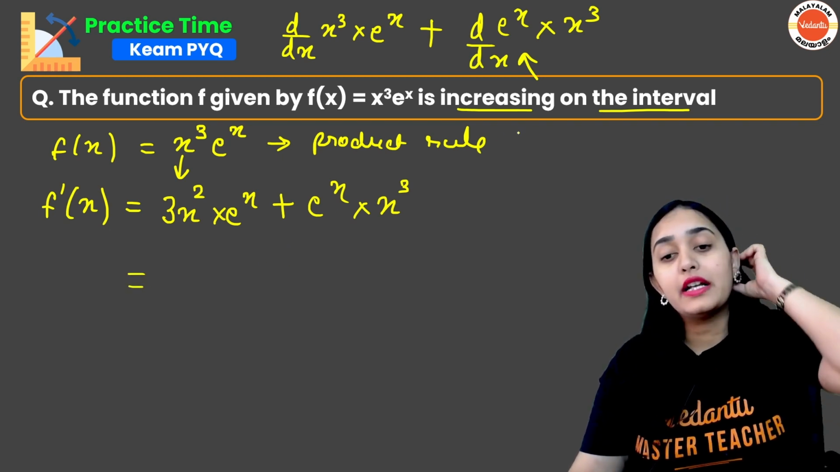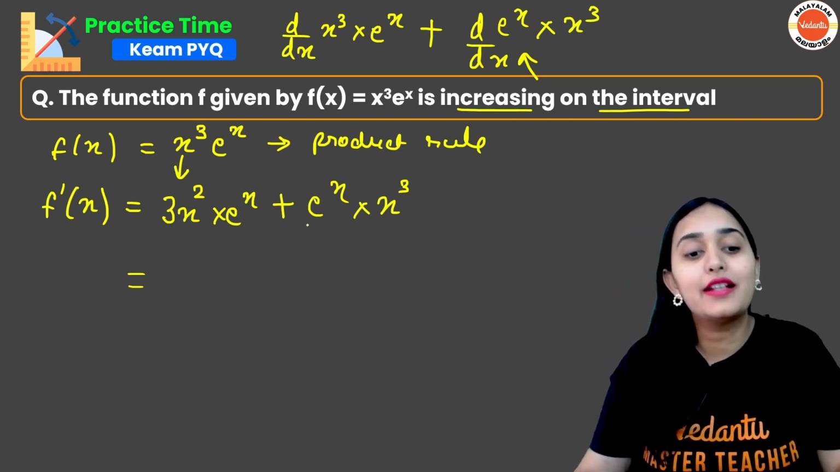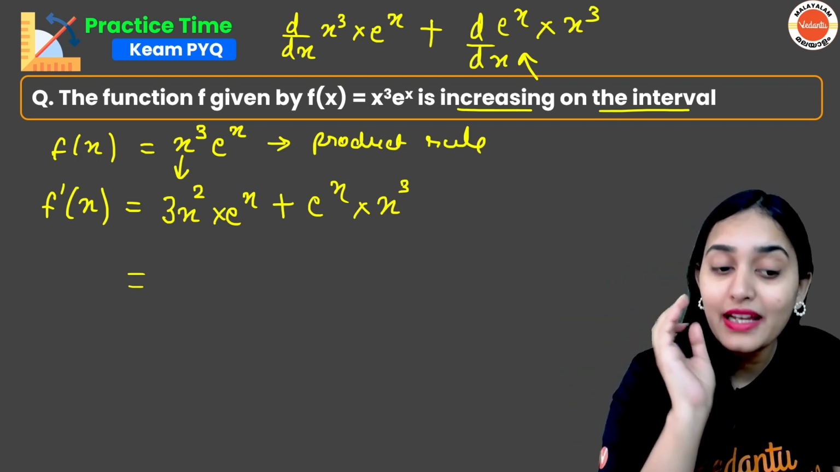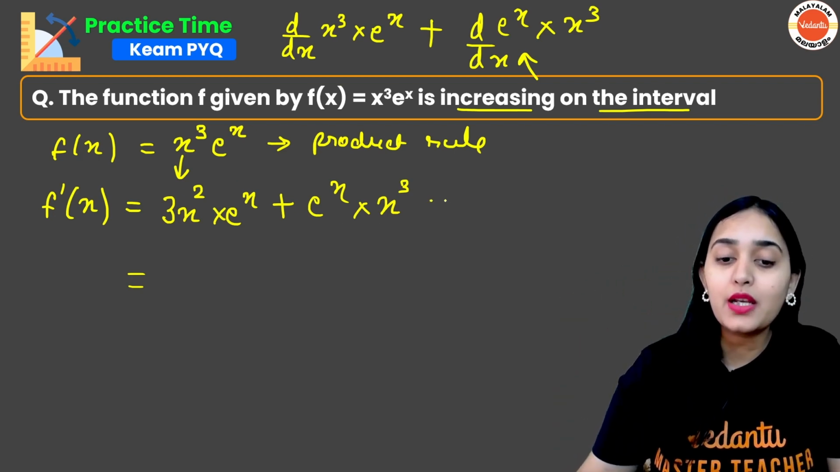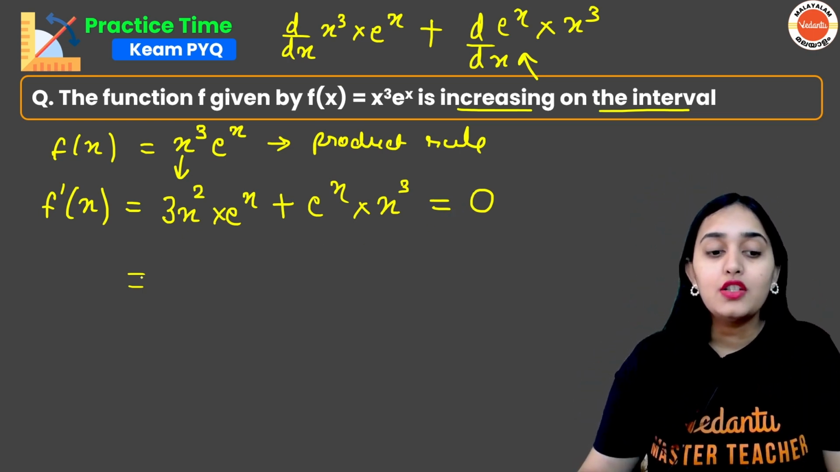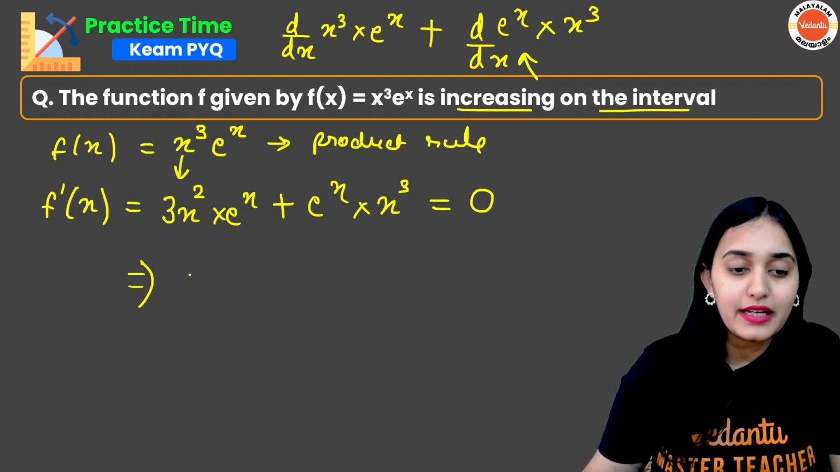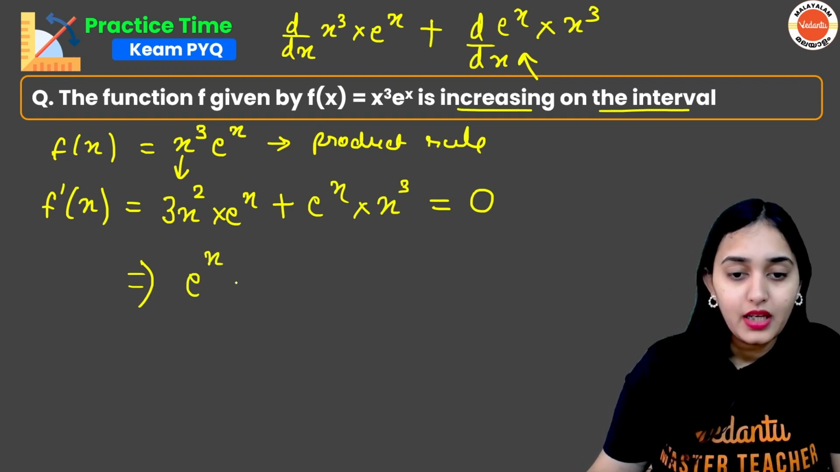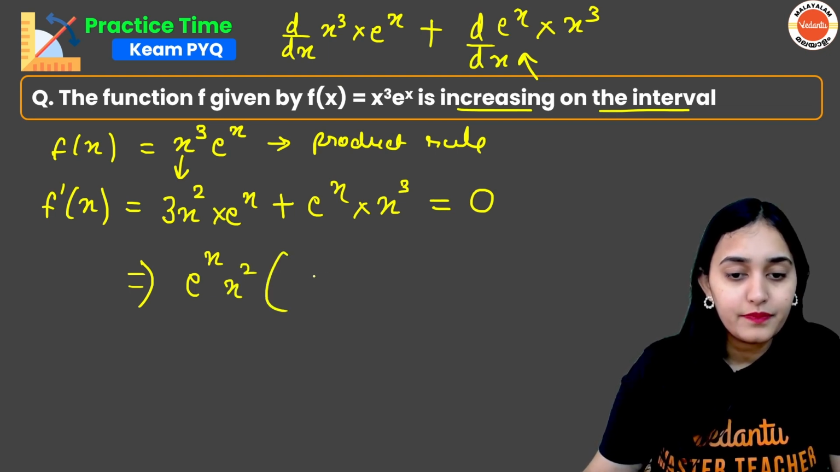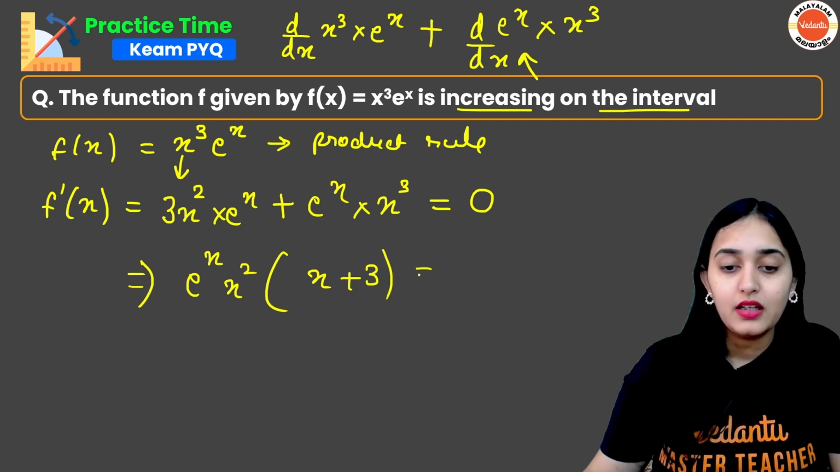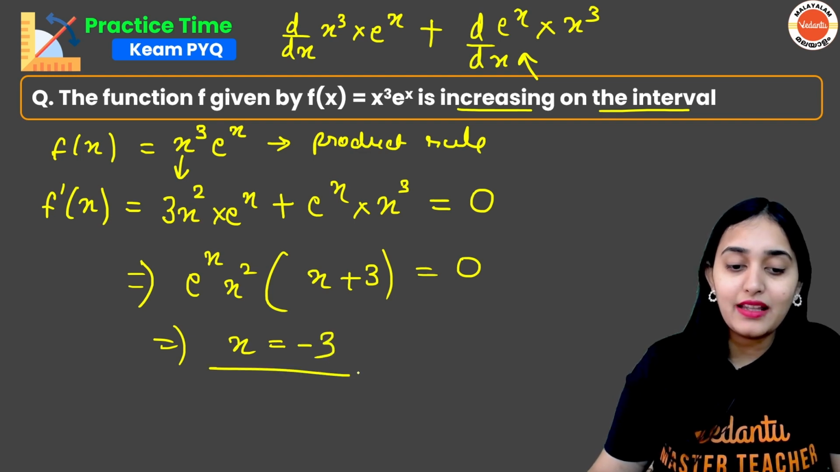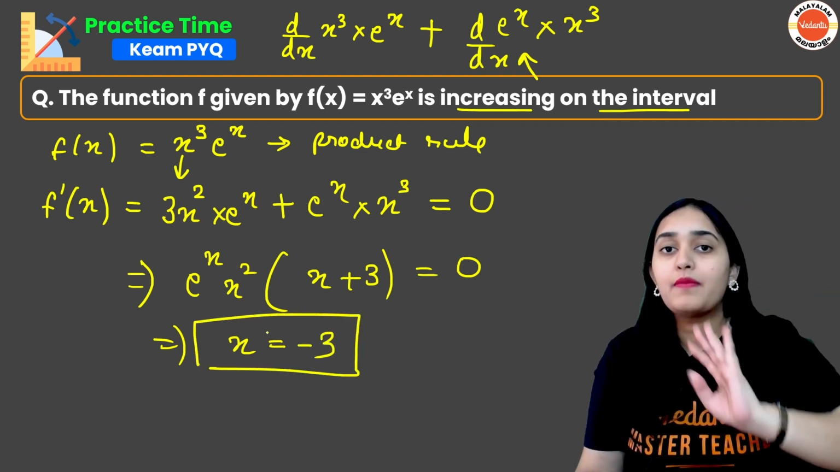Now, to find out whether it is increasing or decreasing in which interval, first we should know what the interval points are. To get the interval points, you have to equate this to 0. I am telling you step by step what you have to do. So first you equate it to 0. Suppose I take out e to the power x common and I take out x square as common. I get x plus 3 equals 0. This implies that x is equal to minus 3, right? x will be minus 3.